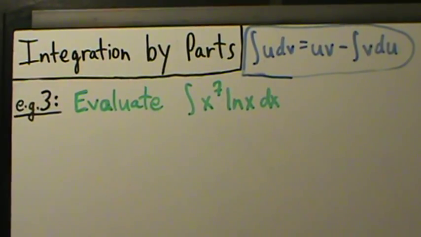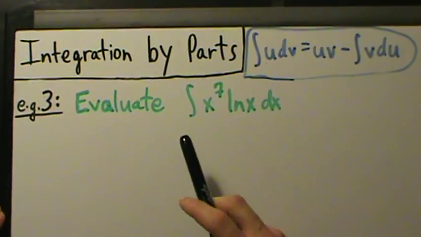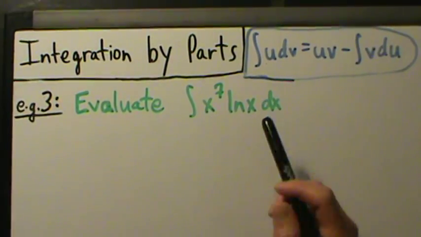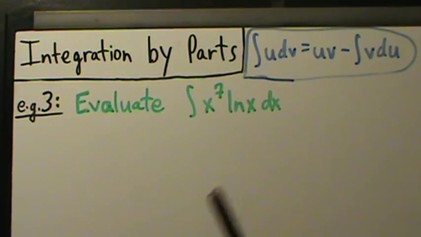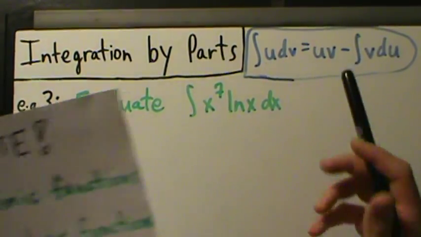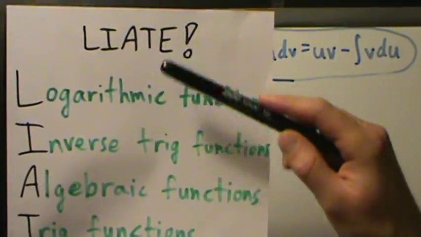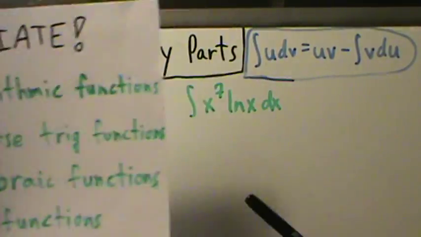Here's example 3 with integration by parts. Evaluate the integral of x to the 7th times the natural log of x dx. So for integration by parts, we want to choose u. Again, we're going to use this LIATE rule. So choose u to be the first type of function that appears on this list if we start at the top and go down. So what do we have here?